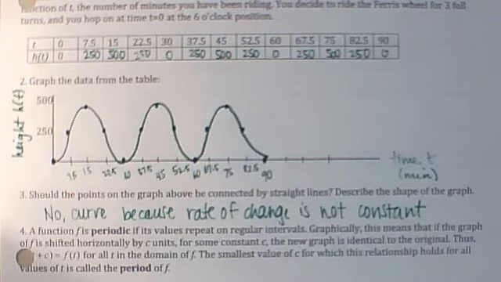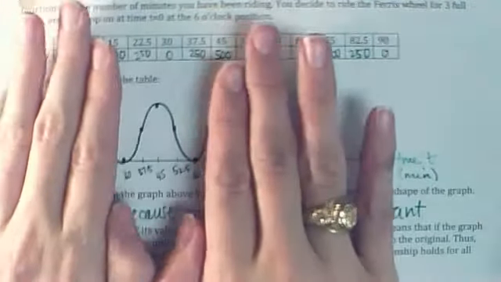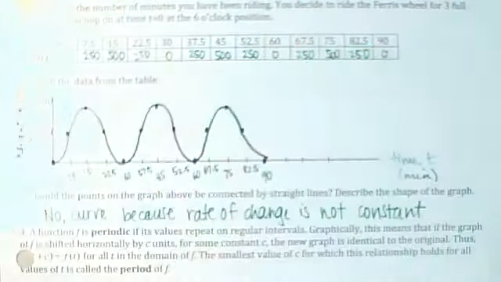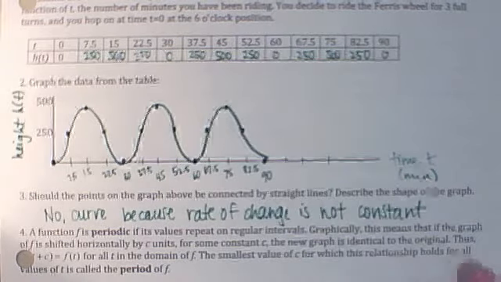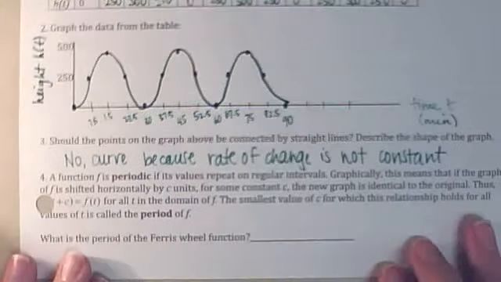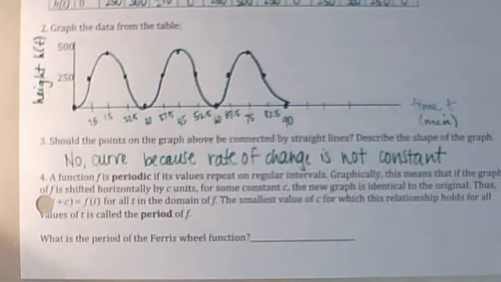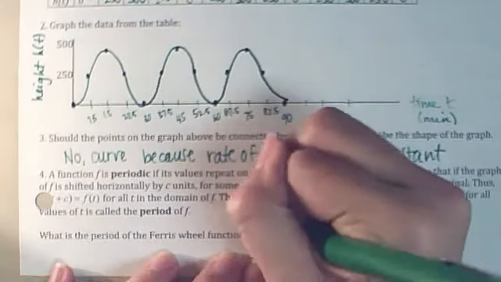That's a period. Graphically, that means that if the graph is shifted horizontally by c units, the new graph is identical to the original. As you can see, every 30 minutes of this graph, my graph is identical. Thus, the smallest value of c for which this relationship holds is called the period. So what is the period of the Ferris wheel? How long does it take to complete a new cycle? That would be 30 minutes.